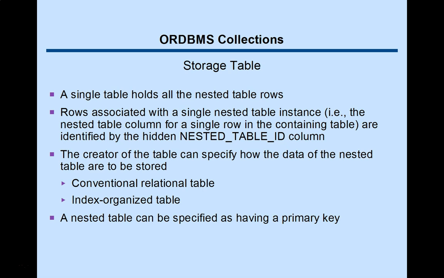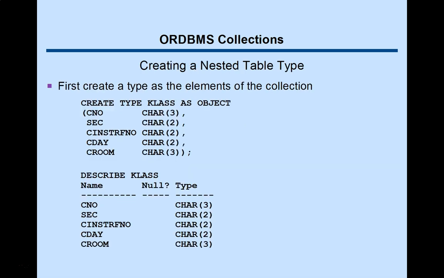Let's look at a simple example. First, we're going to create a type. And this type is an object type, but this will serve as the data type or base type for the elements in our nested table collection type. So we're going to create the type called class, and we spell it with a K. We don't want it to conflict with our academic table, which has one of the tables has the name of class, CLASS.